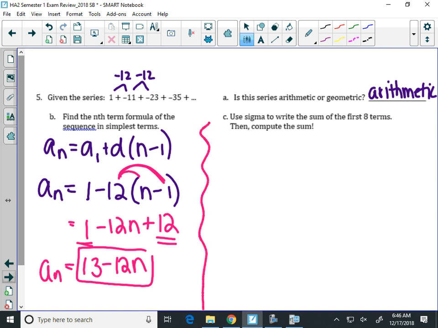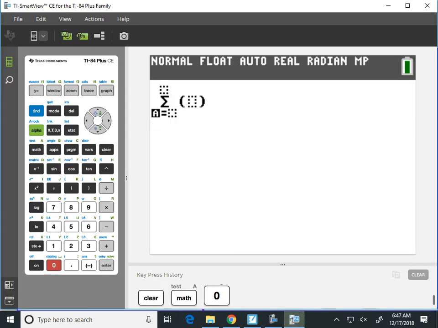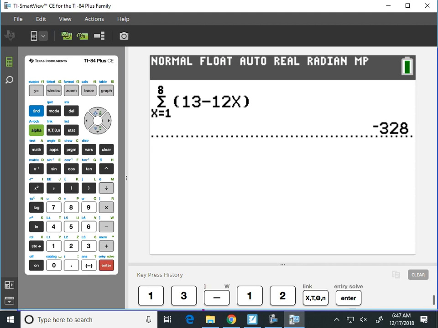So all C says is use sigma notation to write the sum of the first 8 terms. Well, we did that above. You've had some practice with that today. We're finding the sum from 1 to 8 of this sequence, 13 minus 12n. You just put the a sub n formula next to sigma notation in parentheses and type it into your calculator. So you do math 0, summing from 1 to 8 of 13 minus 12x. And you get negative 328.